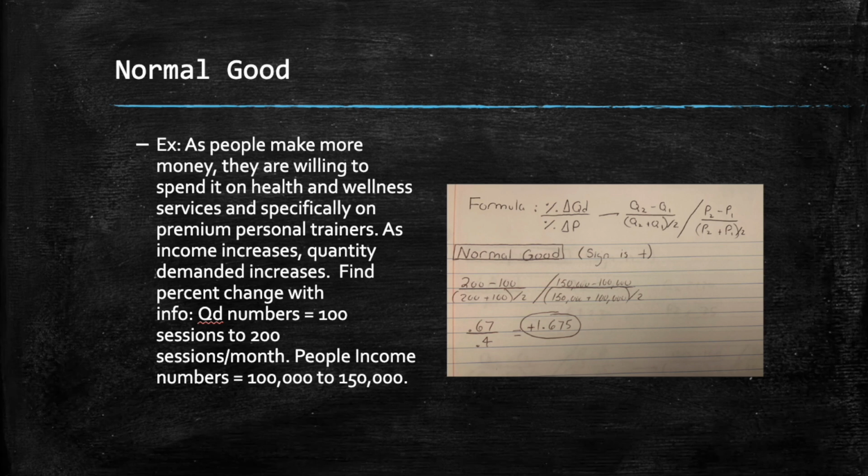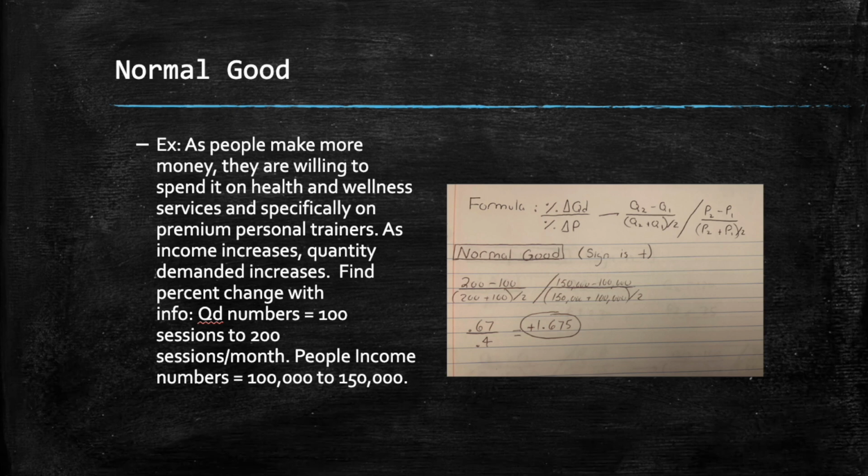So let's look at a normal good first. For example, as people make more money, they are willing to spend it on health and wellness services, and specifically on top-tier personal trainers. As income increases, the quantity demanded also rises. And here we have defined the percent change with the following information. For our quantity demanded numbers, we are going to say 100 sessions is going to be bumped up to 200 sessions per month. And people's income is going to be increased from $100,000 to $150,000.